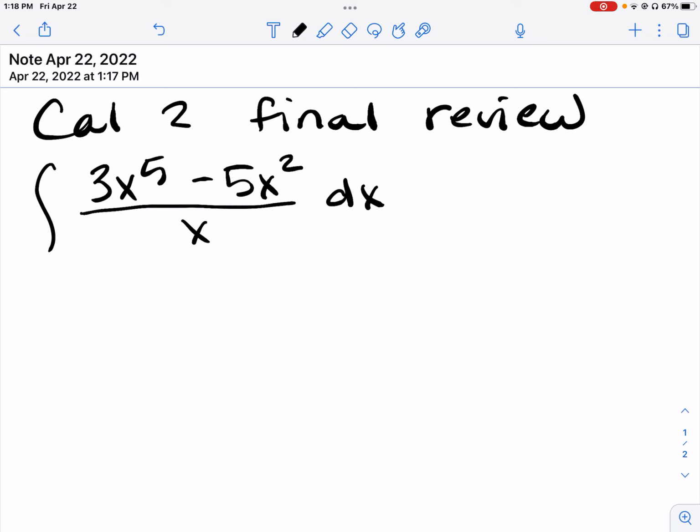Okay, first we'll use algebra to simplify that. Divide both of those top things by x. 3x to the fifth divided by x would be 3x to the fourth. 5x squared divided by x would be 5x.